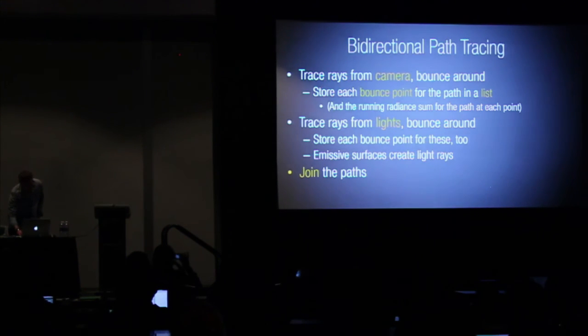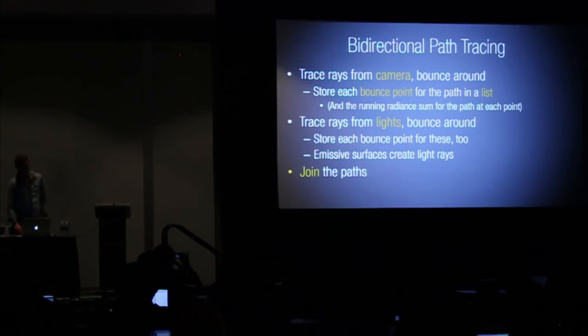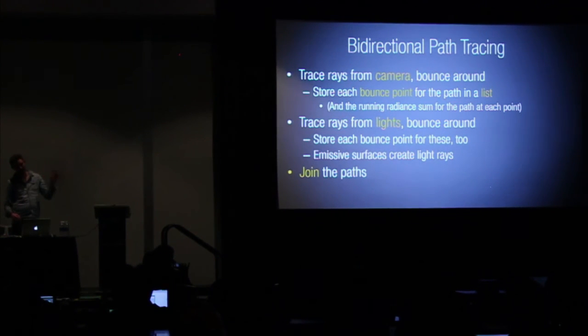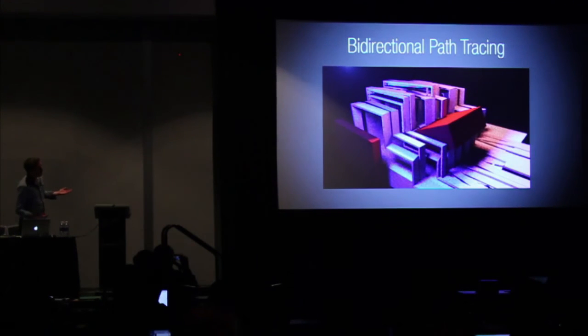So bidirectional path tracing is more interesting because this is a solution where you trace rays from both the camera and the light randomly, bounce them both around, and then you join up the paths that you produce. This is one of the images where you can achieve this kind of nice bounced lighting.